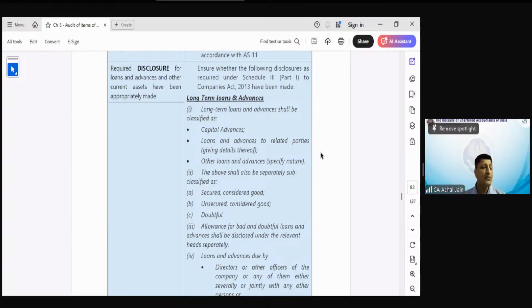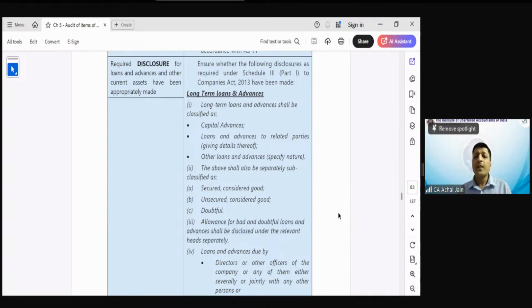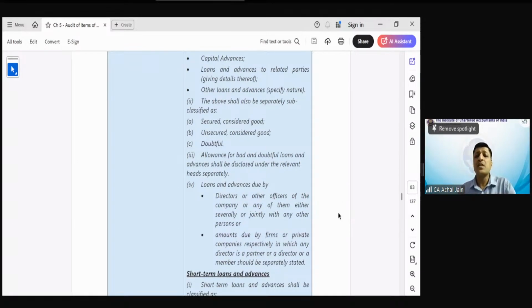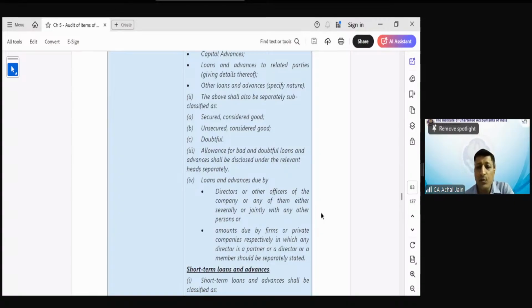And here again, the classification of some of them becoming doubtful, whether secured or unsecured, good or doubtful, and whether allowances for them have been created or not. If that has been created, an appropriate disclosure needs to be included. If there are loans and advances given to directors or specified related parties, those are also required to be disclosed as per the requirements of Schedule 3.